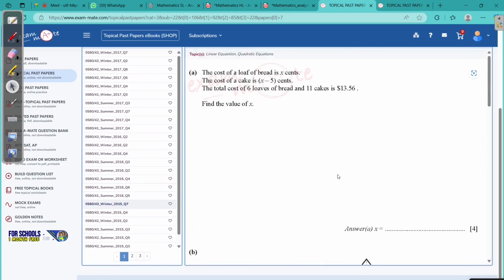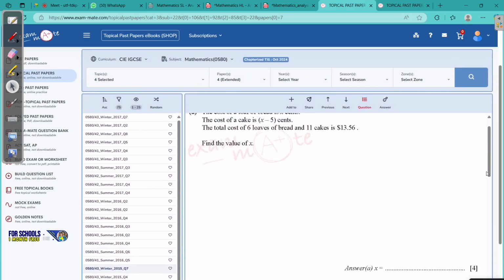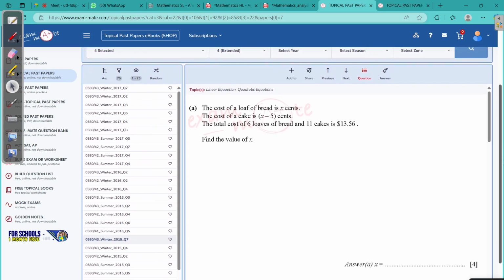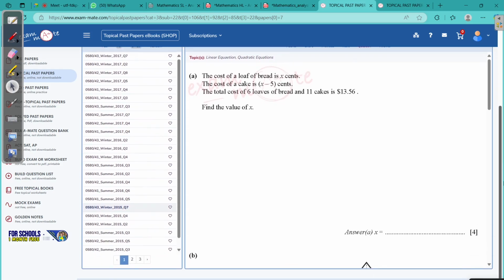Okay, let us see this one. The cost of a loaf of bread is x cents. The cost of a cake is x minus 5. The total cost of 6 loaves of bread and 11 cakes is 13.56. Find the value of x. So 6 loaves, right? So 6x, and the bread is obviously x, so 6x plus 11 bracket x minus 5.